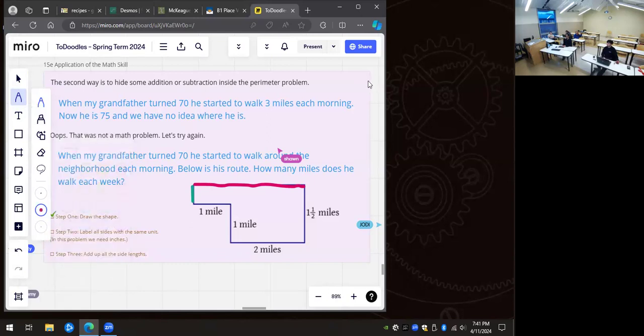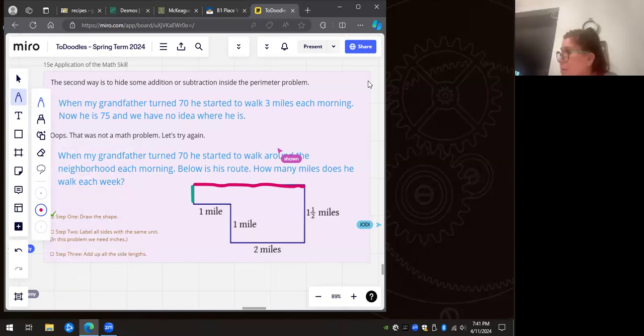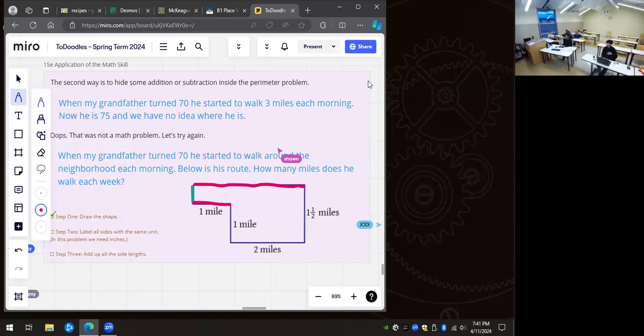Your grandfather must be in good shape if he's 70 years old and he walks lots of miles. I think the 3 red miles. 3 miles, yeah, because if I go this far, that's 1 mile, and I go this far, that's 2 more miles, so that's the same. So this red one is 3 miles. Everyone happy about that?